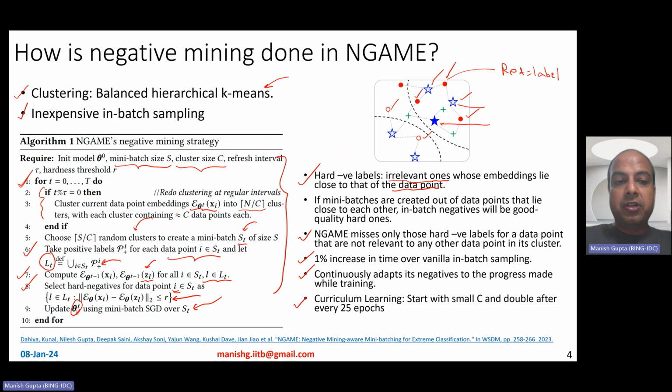In fact, they also do curriculum learning. They start with a small cluster size to begin with, and then after every 25 epochs, they increase the cluster size. Remember, if the cluster size is small, the negatives are not very hard. So they follow the curriculum learning strategy: you should learn with simple examples first and then make it more and more complex as the training progresses.